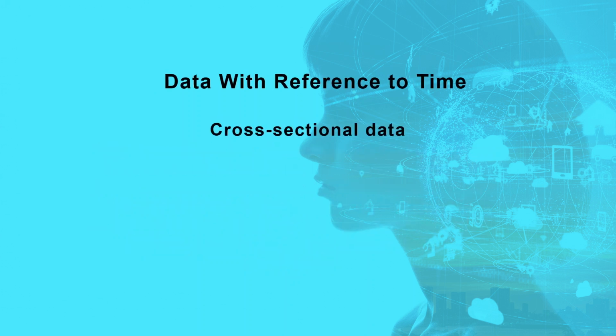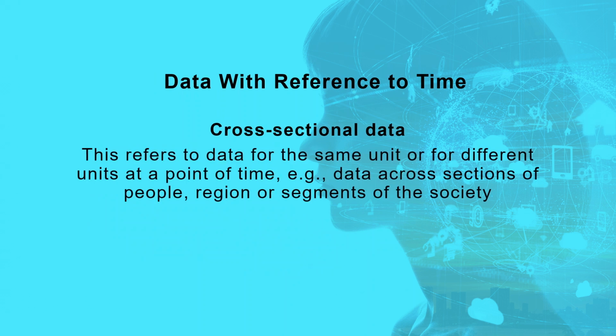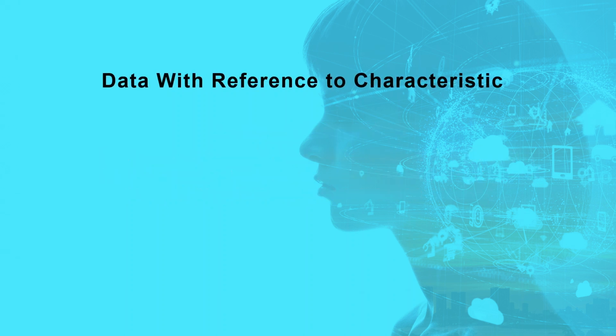Cross-sectional data refers to data for the same unit or for different units at a point of time. For example, data across sections of people, regions or segments of the society. Data with reference to characteristic. Data can be categorized on the basis of characteristics as quantitative data and qualitative data.